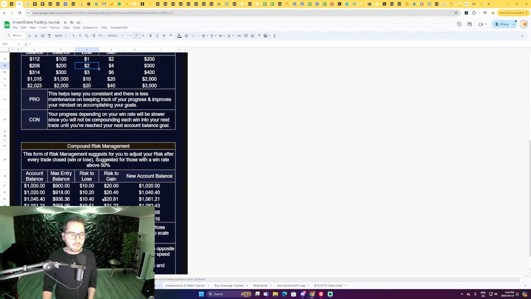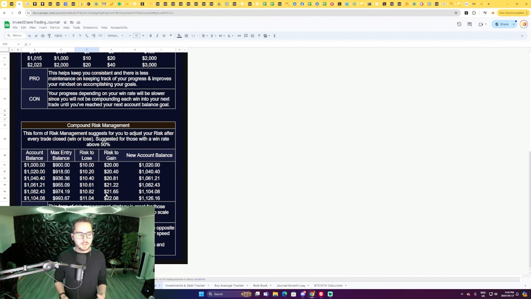And then there's compound risk management, which is basically the moment you close your existing trade, your next trade is going to evolve based on that new balance. So if you're trading with a $1,000 account and you made a win, then your entry for your next trade is going to be higher and higher and higher. And if you lose, it'll immediately adjust to that loss too.